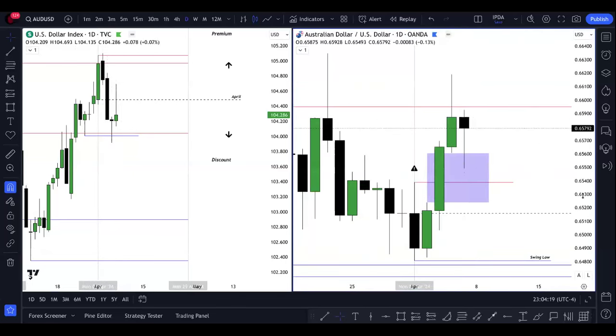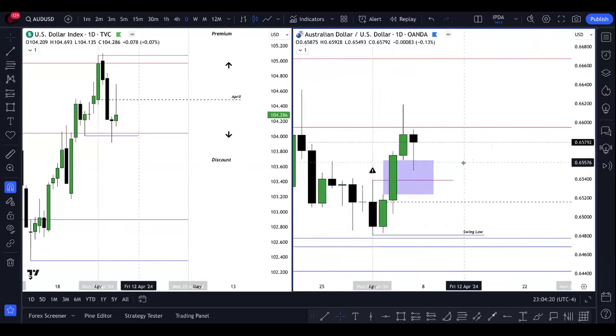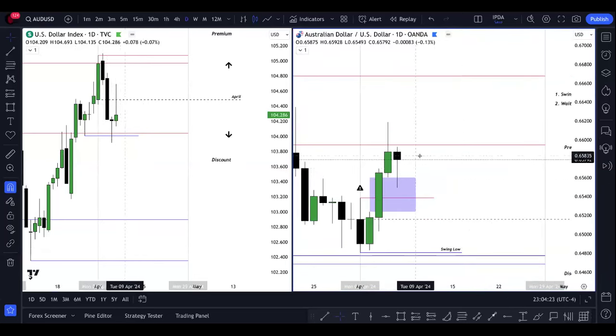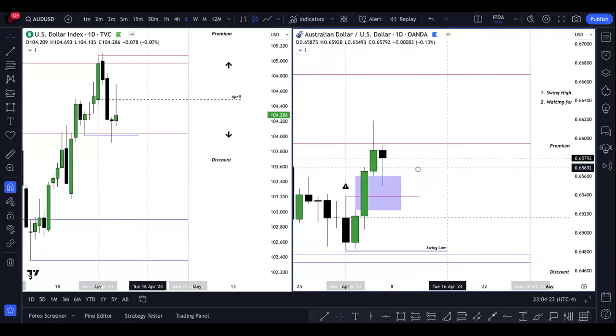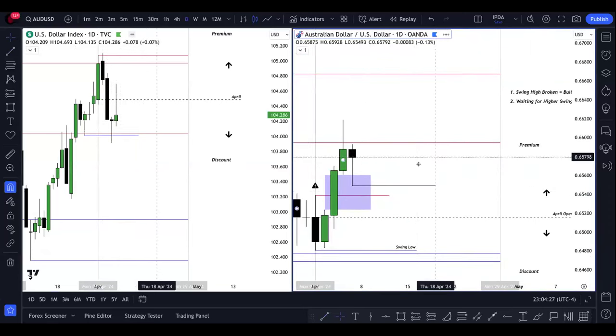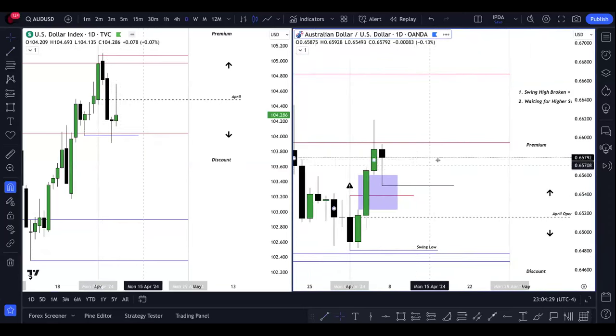AU is already making a potential higher swing low. This could be the low that's protected now, so there's no fear in losing now. So we start to frame.